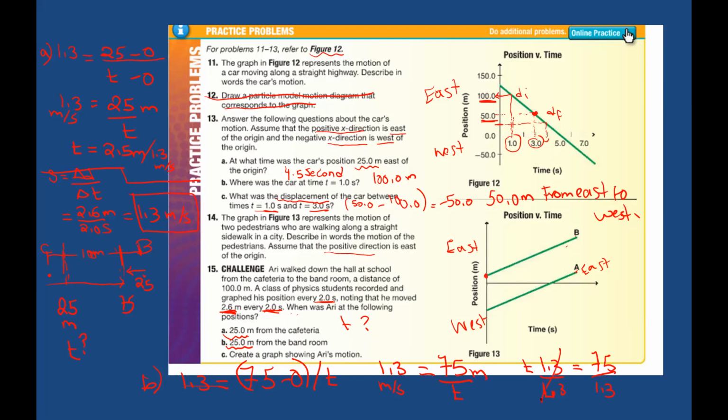So this one goes away. Therefore, my time is going to be equal to 75 over 1.3. And that would be here meters, and that's meters per second. So when they cross out and it's 1 divided by 1 over second, this will give you your value in seconds. So that was a challenge question.